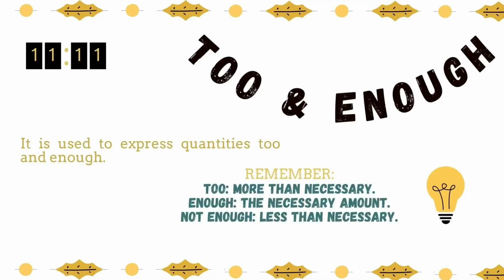Too and enough. It is used to express quantities. It is necessary to remember that too, enough, and not enough are different. Too is used to describe something that is more than necessary. Enough is used to describe something that is the necessary amount. And not enough is used to describe something that is less than necessary.